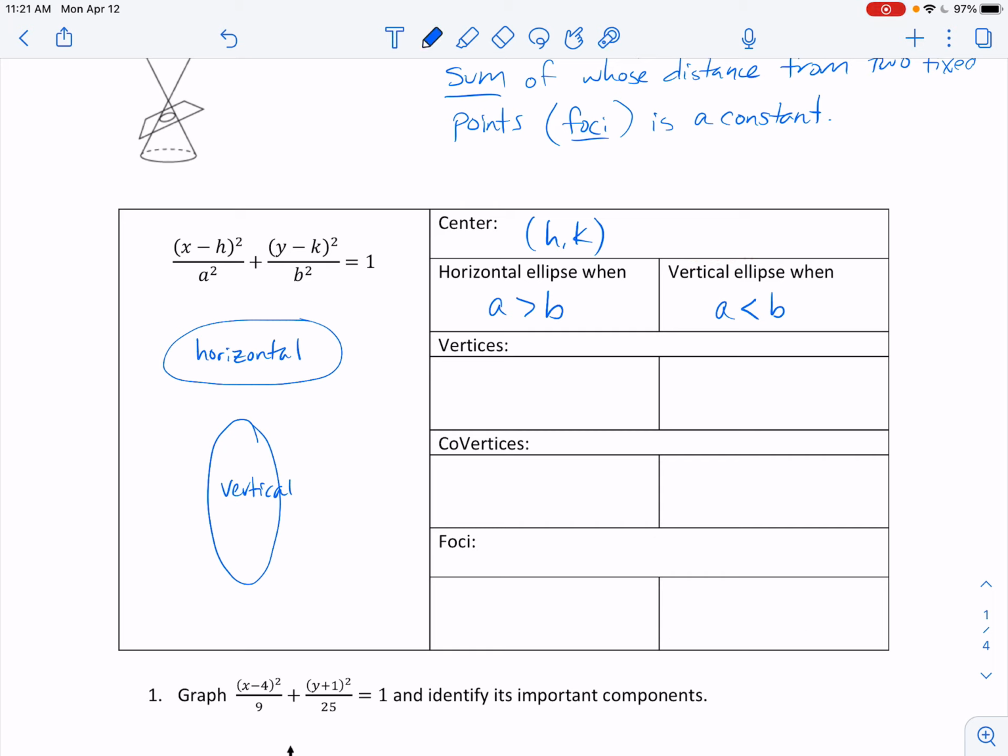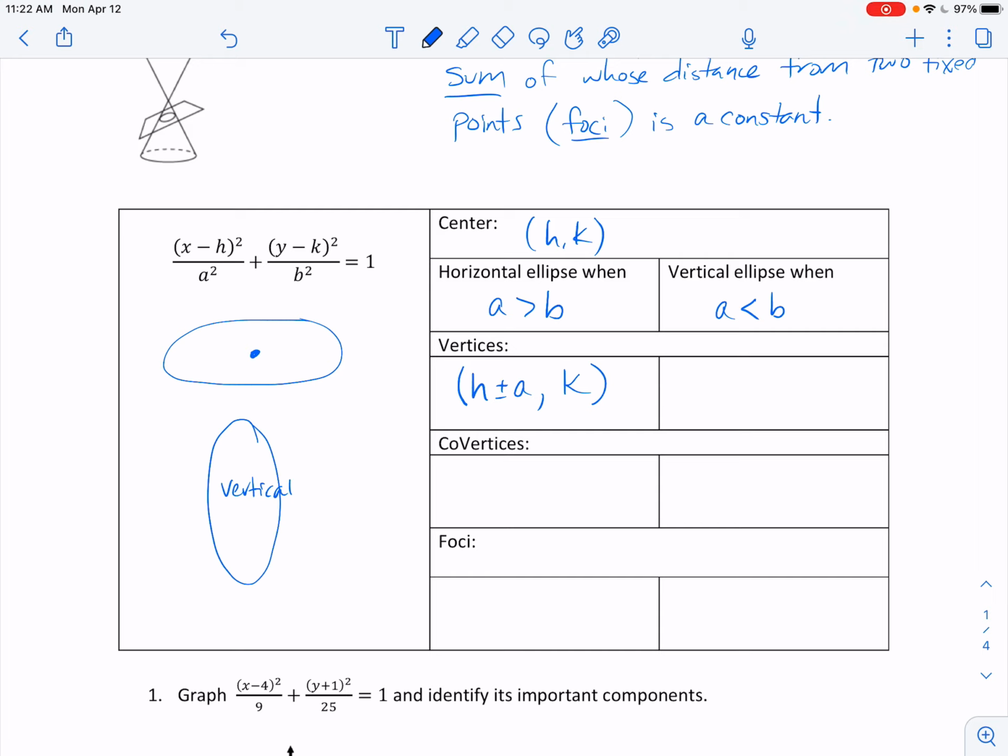Okay, so if we're looking at the horizontal one, we have to move A units from that center. So that means our center is going to be H plus or minus A, and then our Y value stays K, because that's the center. So think about this for a second. What we're doing here was the center.